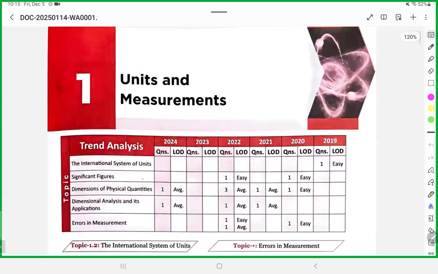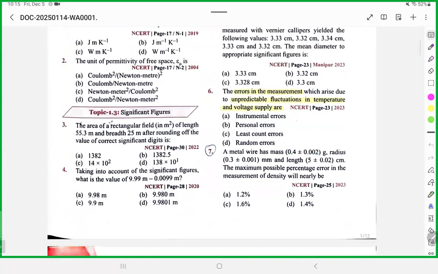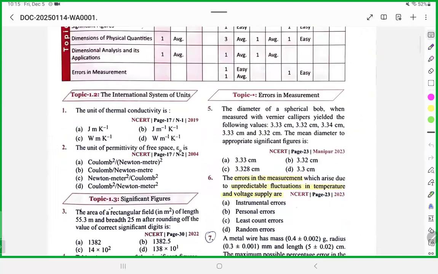I will save this PDF, so don't edit now. See, in case of error, see this question.